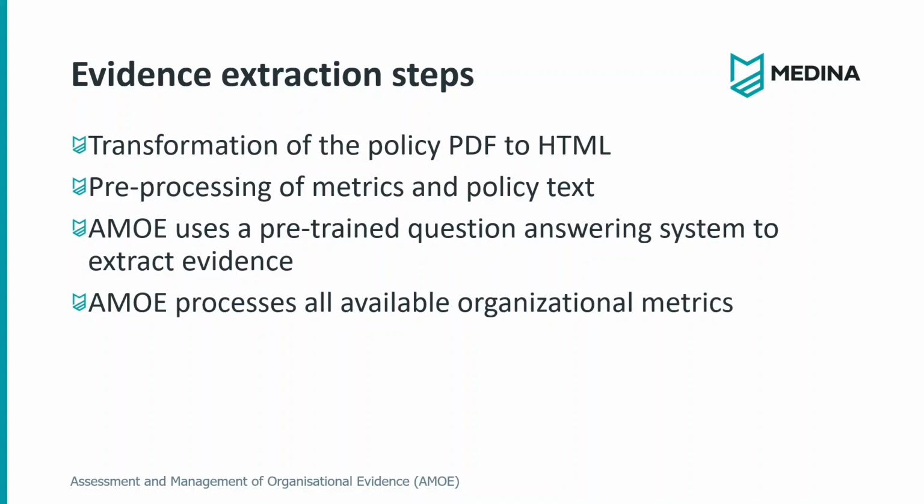To provide you some context, we summarized the main steps of the extraction pipeline run in the background after a document upload. First, the uploaded document is transformed from PDF to HTML to obtain a structured document. Then, the metrics and policy text is pre-processed. For instance, the information contained in header and footer of the document is removed. Finally, a pre-trained question answering system is applied for all the organizational metrics available in the catalog. The extracted evidence is stored in the database and can be viewed via the UI or the API.